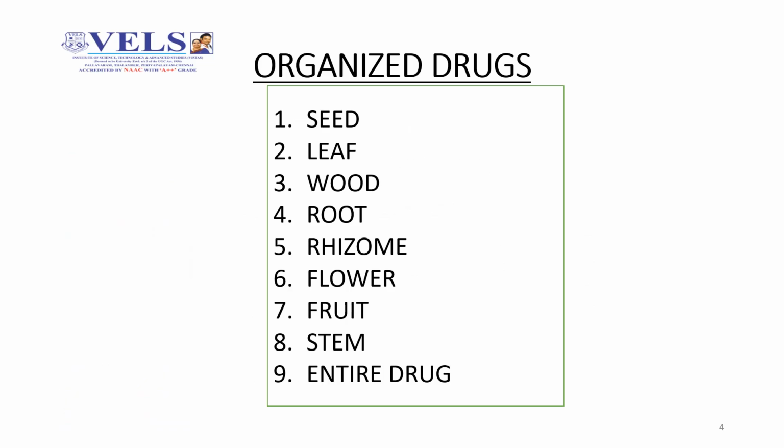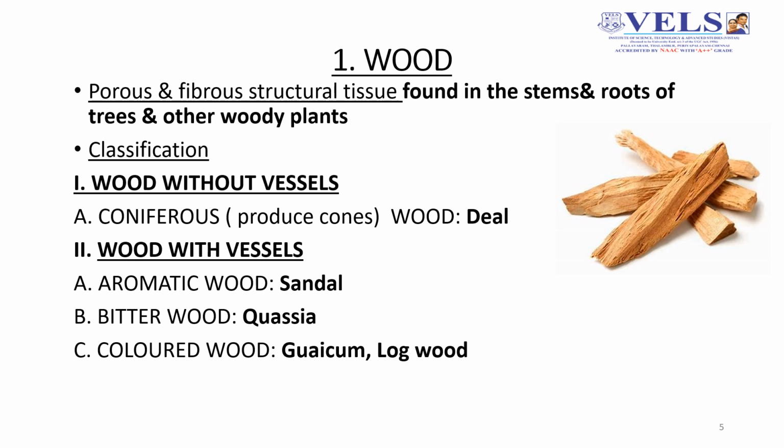These are the examples of organized drugs: seed, leaf, wood, root, rhizome, flowers, fruit, stem, entire drug. This is based on your syllabus. These are the portions included in your syllabus. The first one is wood, that is porous and fibrous structural tissue found in the stem and root of trees and other woody plants. We can divide wood into wood without vessels and with vessels. In the case of wood without vessels, it is coniferous, deal is an example. Wood with vessels is again divided into aromatic wood, bitter wood, and colored wood.